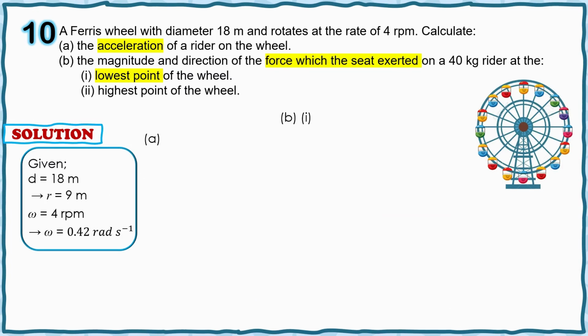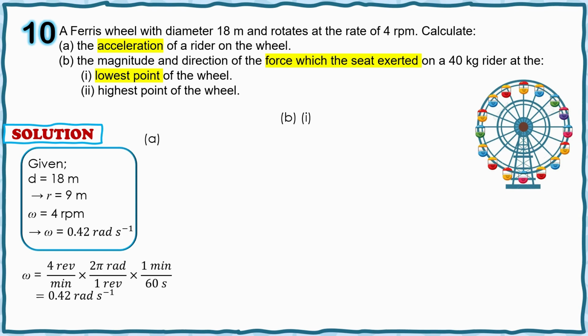For question number 10, it is about the Ferris wheel. The Ferris wheel is one of the examples of vertical circular motion. This Ferris wheel, the diameter is given in centimeters and it rotates at the rate of 4 rotations per minute. Referring to the question, we have the hidden information, which is omega is 4 rotations per minute, or if you need to change to the SI unit, 4 rotations per minute is equal to 0.42 radian per second.